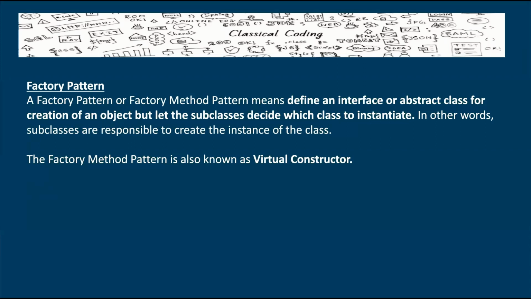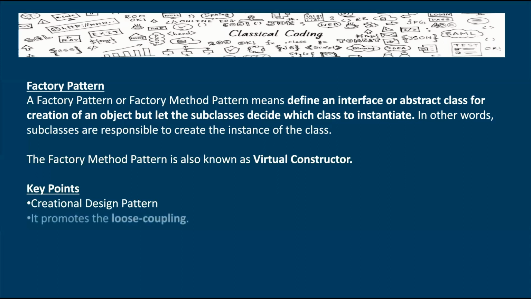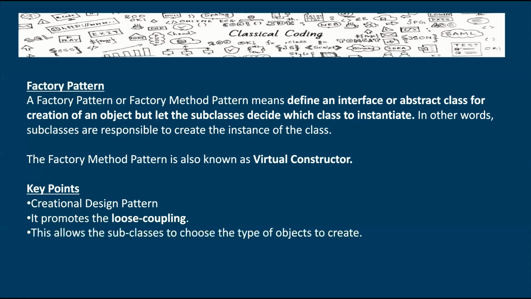Let's come up with our key points. First of all, this is a creational design pattern. That means the factory pattern defines how the object will be created. It promotes loose coupling. That means the object will be created according to the requirement and it is defined dynamically. And this allows the subclasses to choose the type of objects to create. Now we will discuss this factory pattern with an example.